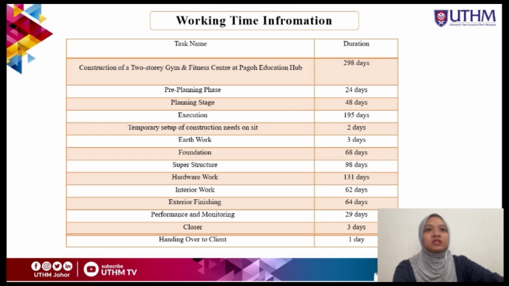And next we have the task duration information. The construction of a 2-story gym and fitness center at Pagoh Education Hub will consist of 298 days duration, and some of it is the pre-planning phase, which will take up to 24 days, planning stage will take up to 48 days, execution 195 days, temporary setup of construction needs on site is 2 days, earthwork is 3 days, foundation 68 days, superstructure 98 days, hardware work 131 days, interior work 62 days, exterior finishing is 64 days, performance monitoring 29 days, and so on.